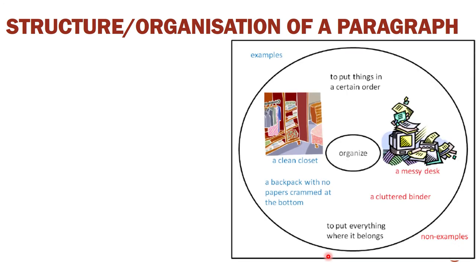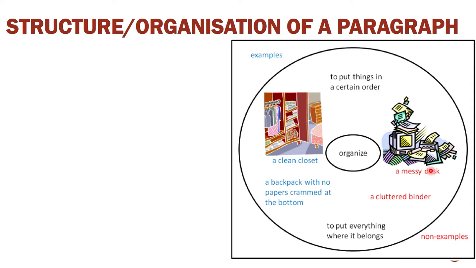Now, we are going to look at the structure or organization or parts of a paragraph. First, let me give you this example on the right side. If you can see this image, what does the word organization mean? Or as a verb, it is organize. When we say organize, what comes to our mind is that we have to put things in a certain order. For example, if there is a messy desk, meaning your writing desk has things spread here and there, they are not in order, it means it is not organized.